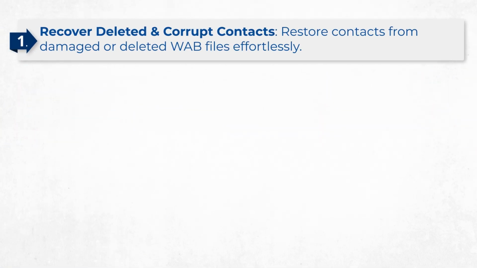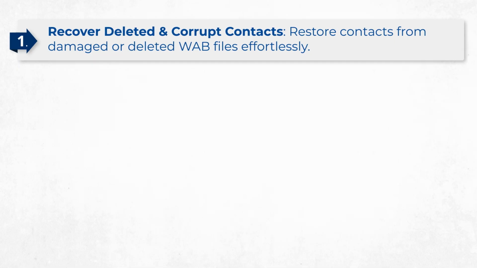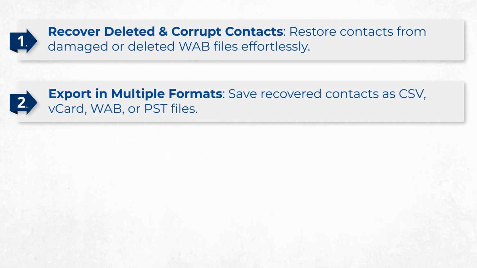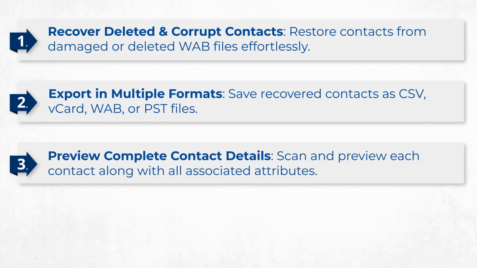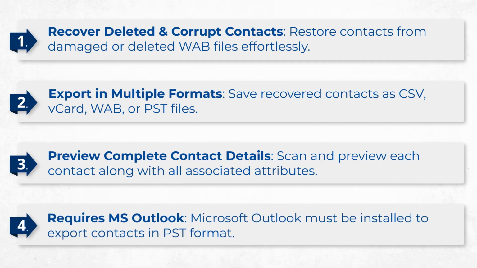Key features of the software. Recover deleted and corrupt contacts. Restore contacts from damaged or deleted WAB files effortlessly. Export in multiple formats. Save recovered contacts as CSV, vCard, WAB, or PST files. Preview complete contact details. Scan and preview each contact along with all associated attributes. Requires MS Outlook. Microsoft Outlook must be installed to export contacts in PST format.